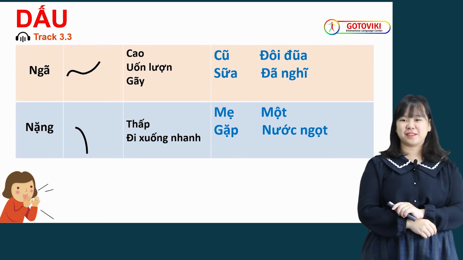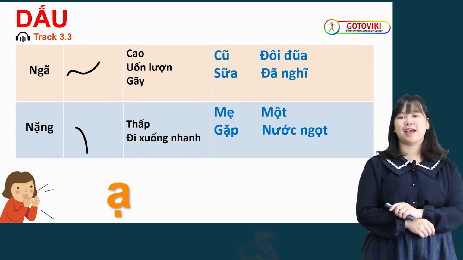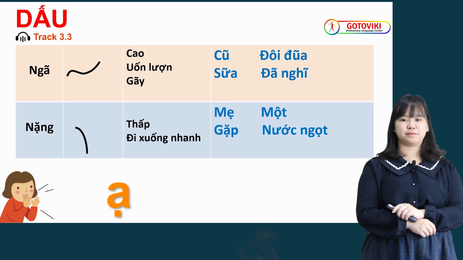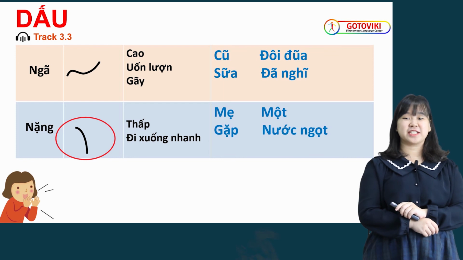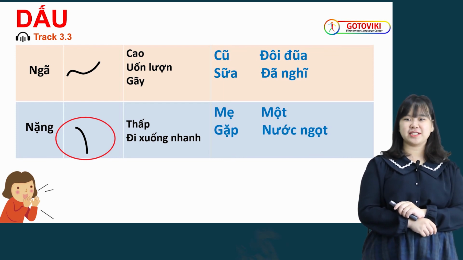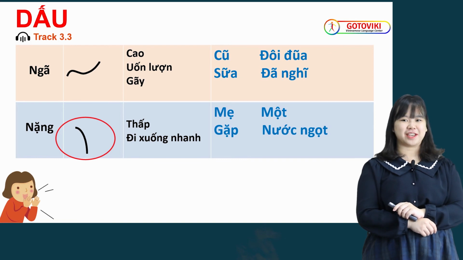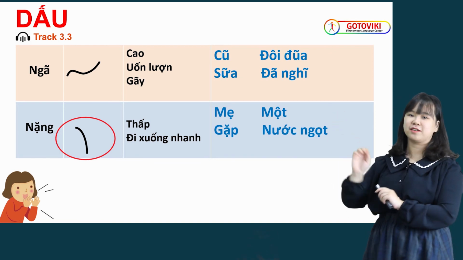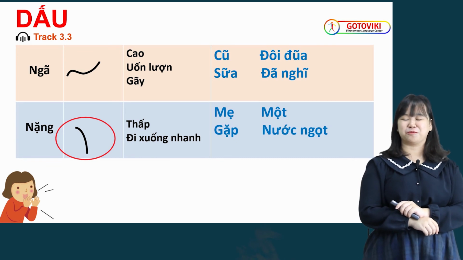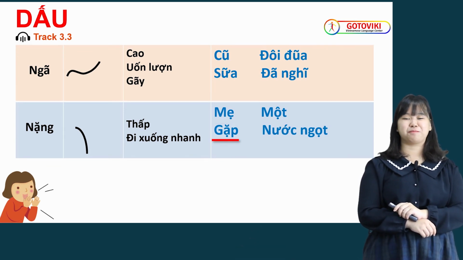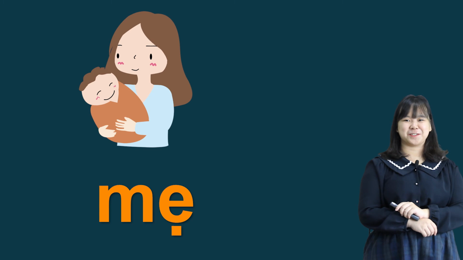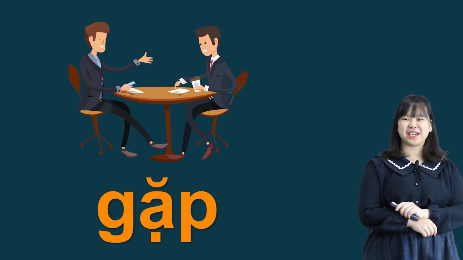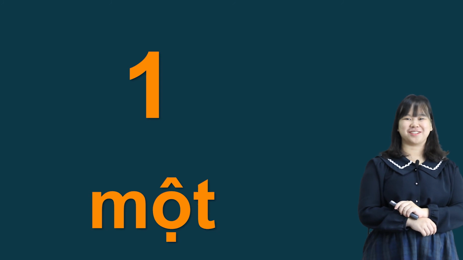Secondly, thanh nặng. For example, ạ, ạ, ạ. This is written with a dot below the main vowels, and this is a low tone. The pronunciation is heavy and goes down quickly, like the illustration here, and let's practice through some examples. Mẹ, gặp, một. For the meanings, we have mẹ is mother, gặp is to meet, một is one.